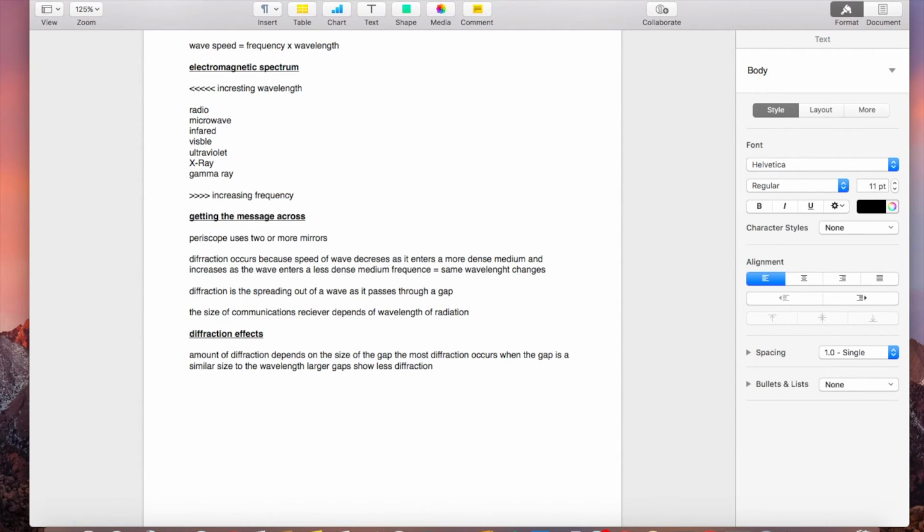Diffraction effects are noticeable in telescopes and microscopes.